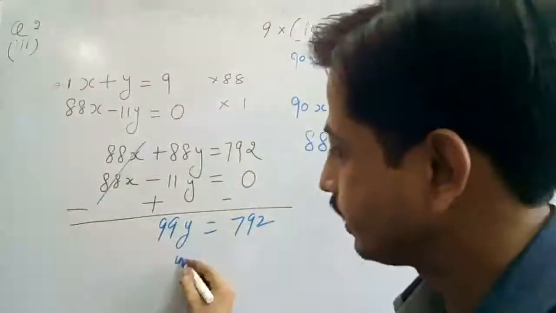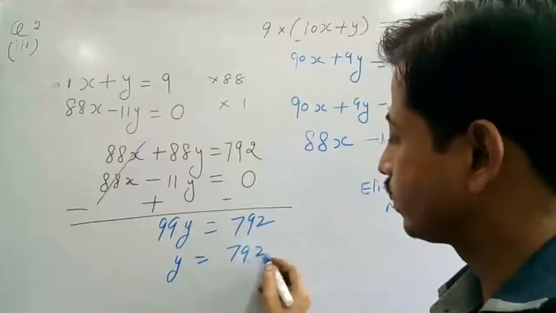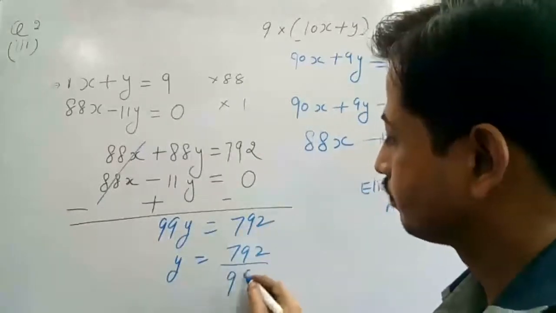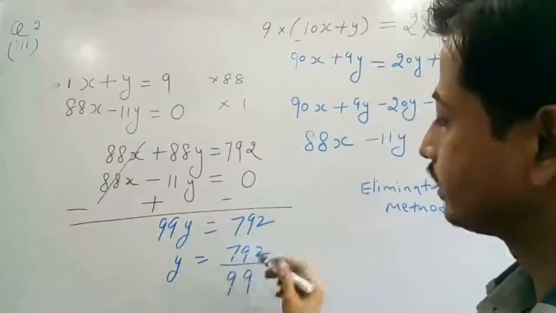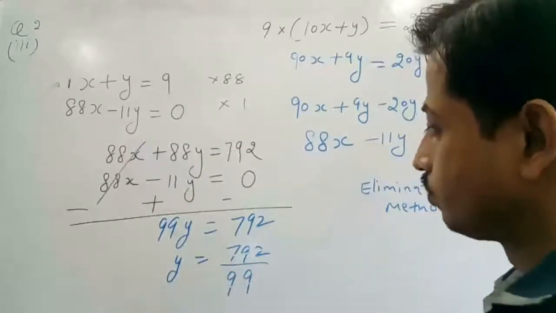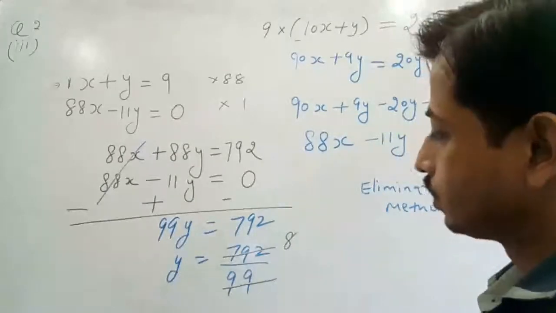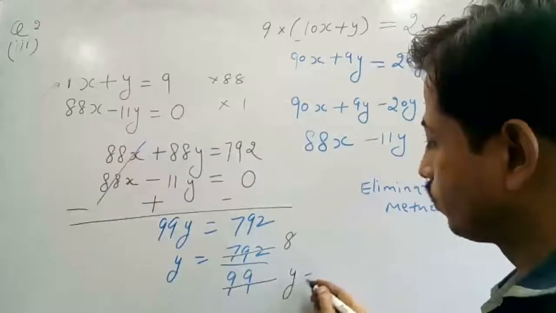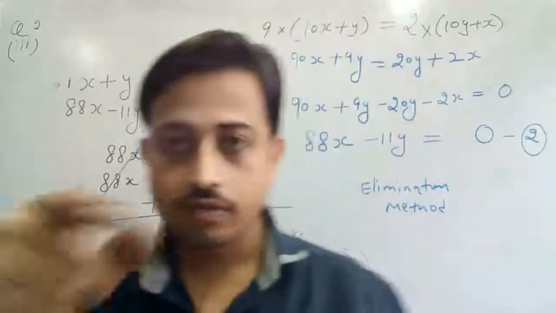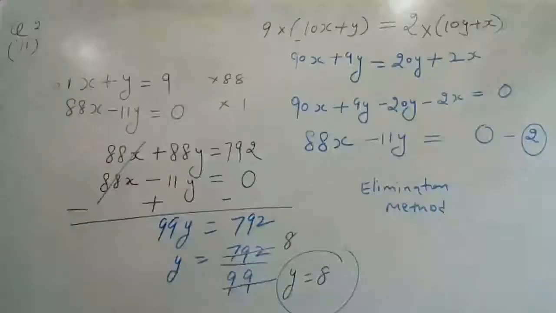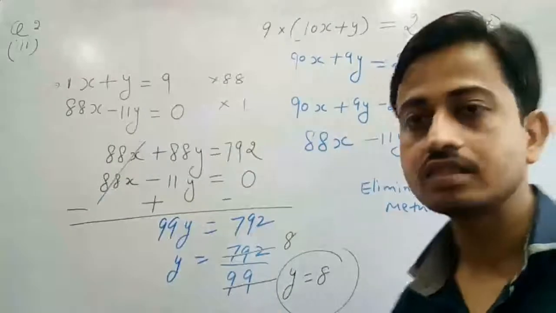Now we have to solve for the value of y. What do we have to do? Take this 99 to the divide form: 792 by 99. And 99 is cut on the table of 9: 9 8s are 72. So we got y is equal to 8. You can verify yourself. So our answer y is 8.